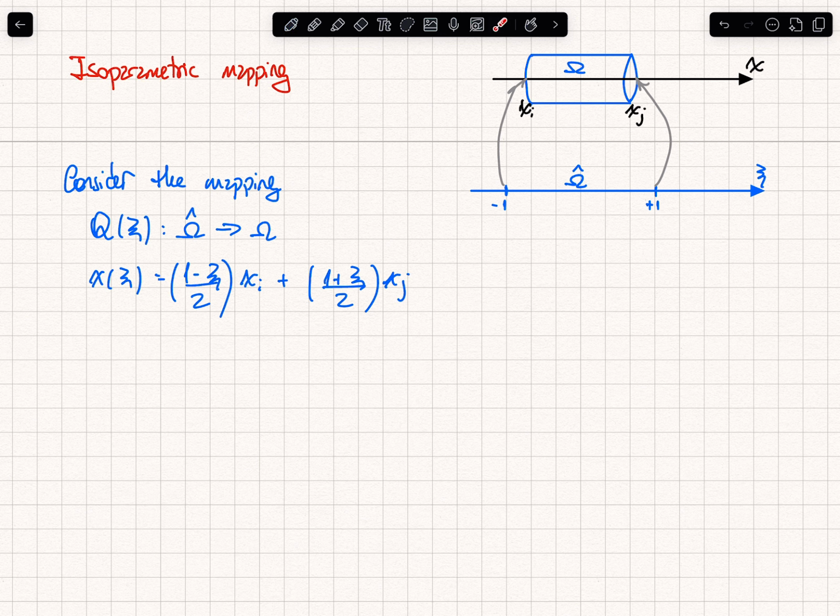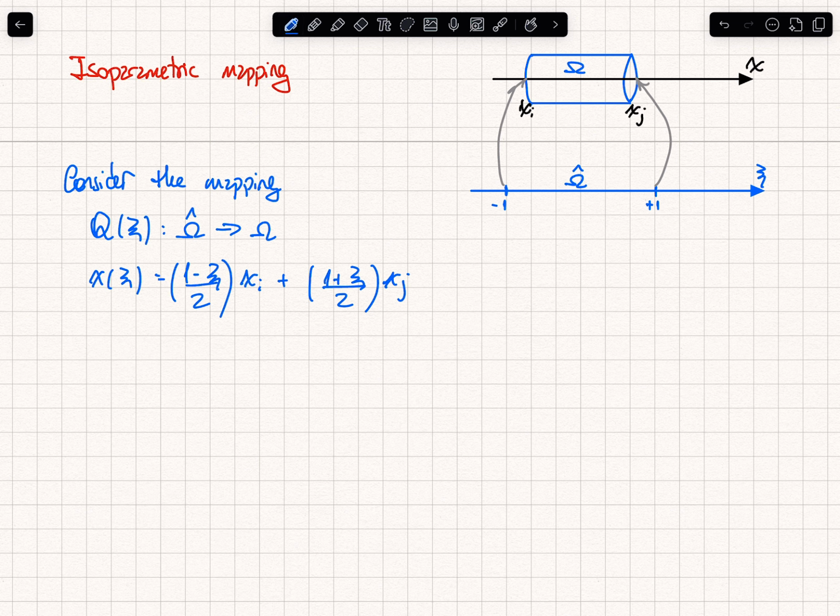So again, notice that when xi is equal to -1, this whole thing is equal to 2, 2 divided by 2 is equal to 1. This is equal to xi, because this term goes away, right? 1 minus 1 is equal to 0. And conversely, when I'm on the other side, when xi is equal to 1, 1 minus 1 is equal to 0, so this term vanishes, and this whole thing here is equal to 1, so I'm at xj. So it's basically a linear mapping between this axis and that axis here.